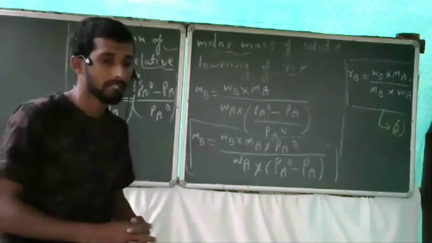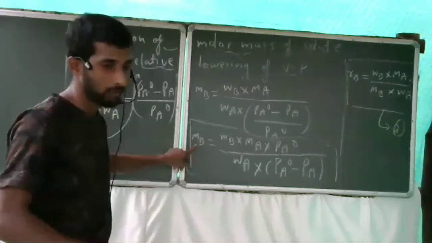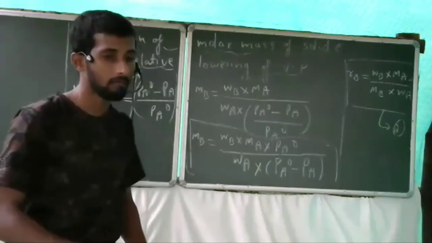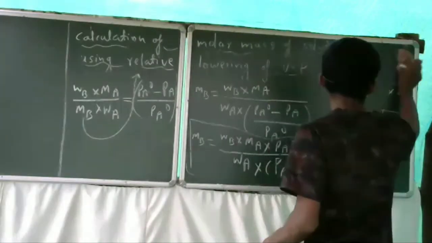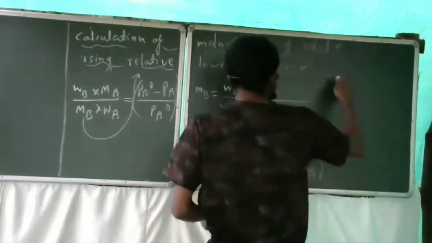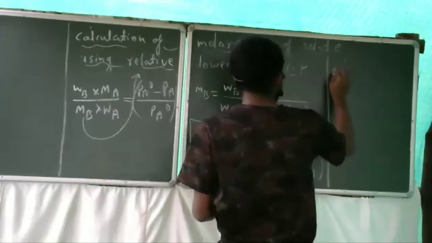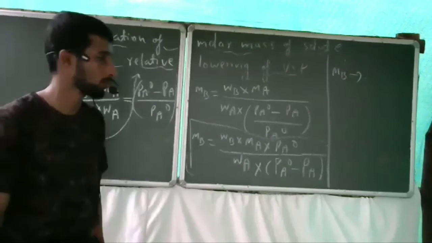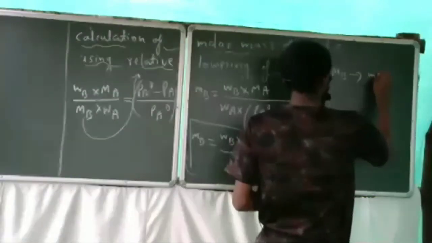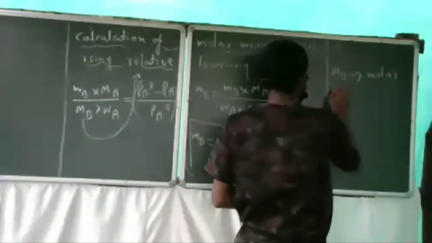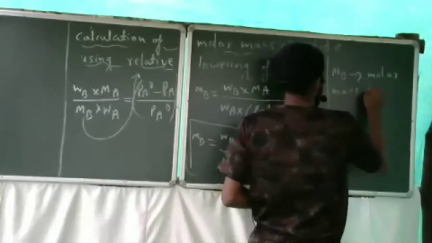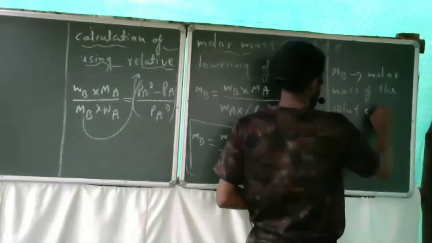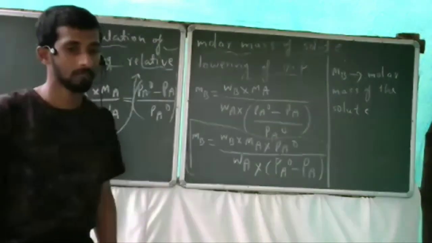Yes, that is the expression used to calculate molar mass of the solute using relative lowering of vapor pressure. Explain the terms. What is Mb? That is the molar mass of the solute. Mb is the molar mass of the solute.